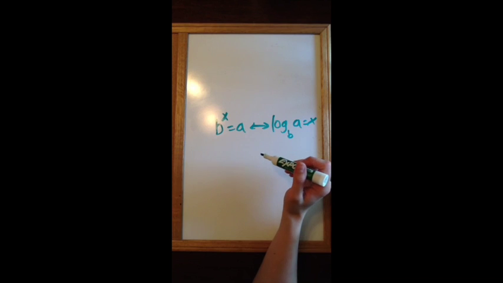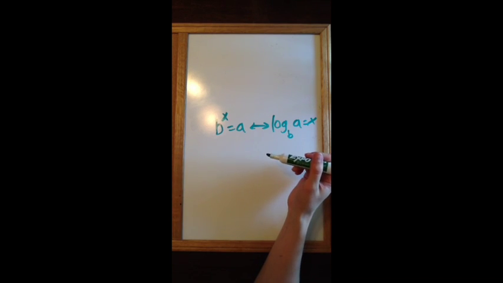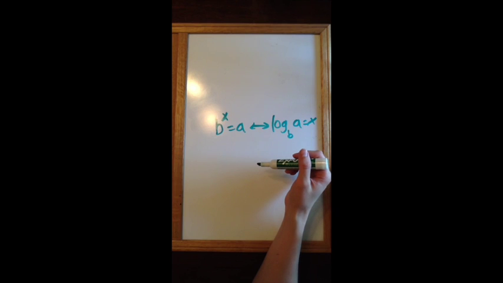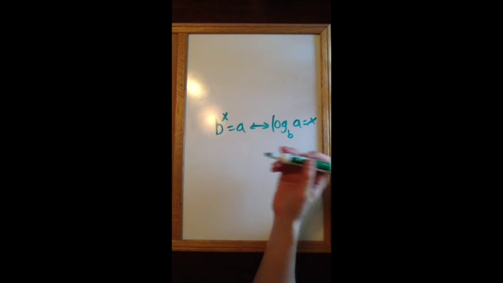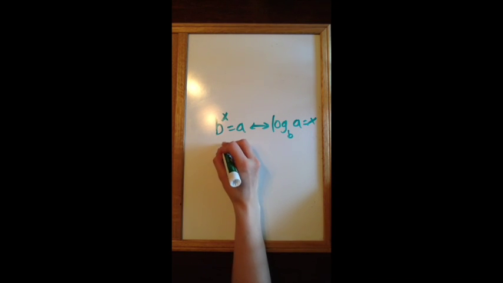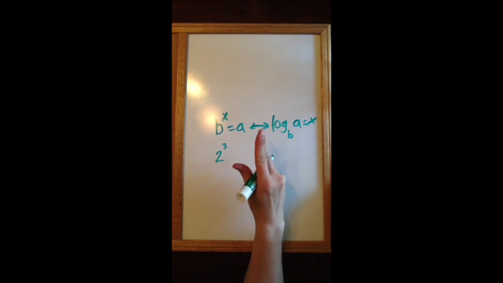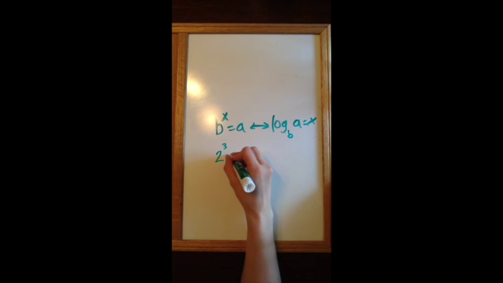Just like we can undo a square root by squaring it, or I can undo adding by subtracting, or I can undo the cube root by cubing it, or I can undo multiplying by dividing, we can undo an exponential by taking the log. So let's take one that we know, like 2 cubed. That's 2 times 2 times 2, which gives us 8. So this is a true statement.